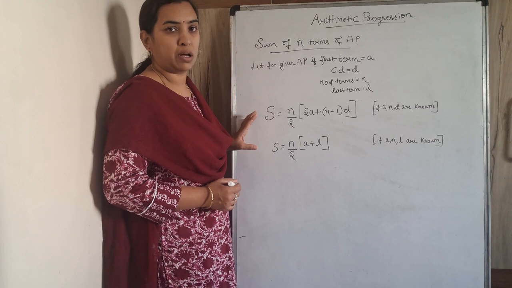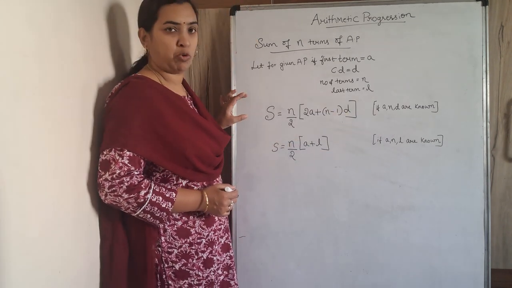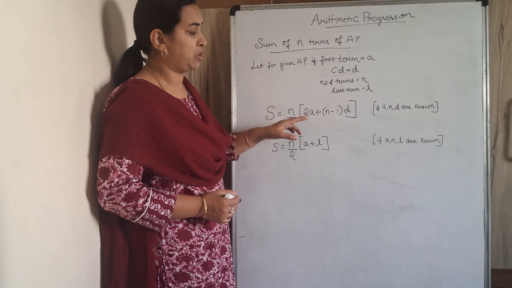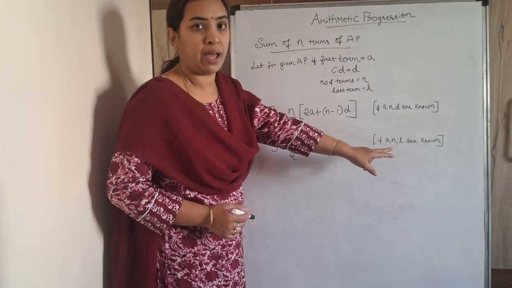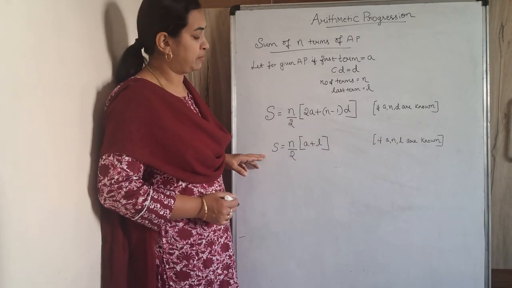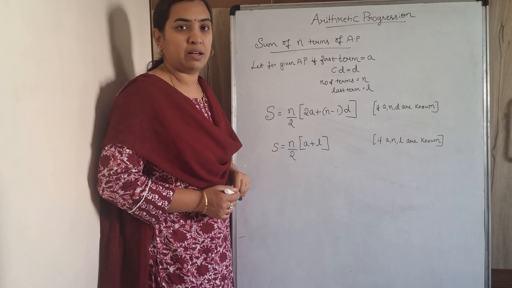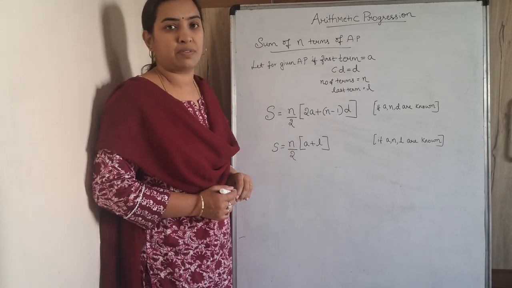There are two formulas. If you know the values of A, n and D, you can use this formula: S is equal to n by 2 into 2A plus n minus 1 into D. If you know the values of A, n and L, then you can use this formula: S is equal to n by 2 into A plus L. So let us solve some problems using these formulas.